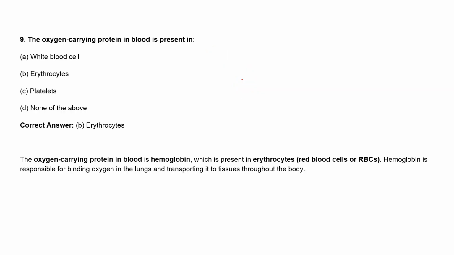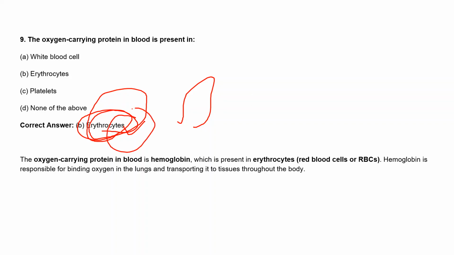So let's see. The right answer for this is the erythrocytes. What are erythrocytes? Erythrocytes are the red, most abundant element present inside the blood. They are red in color and biconcave in shape. These erythrocytes have oxygen carrying compounds.